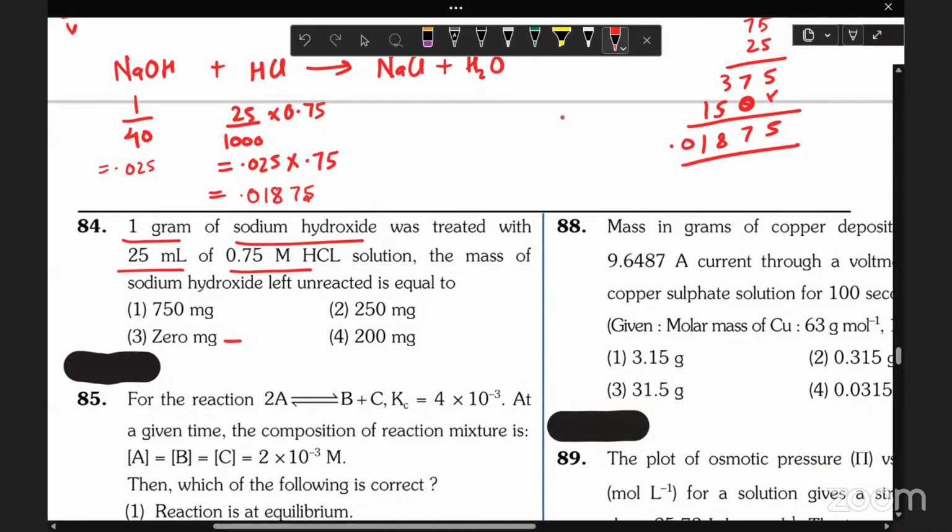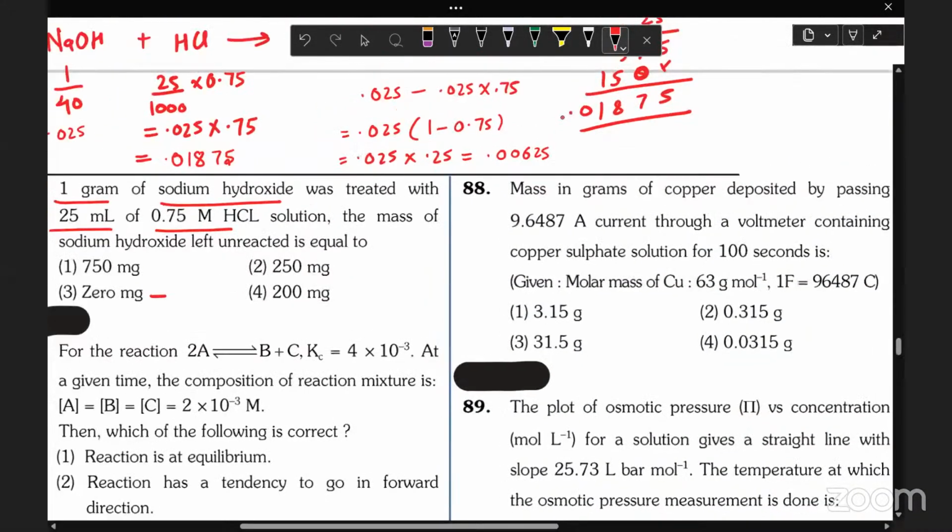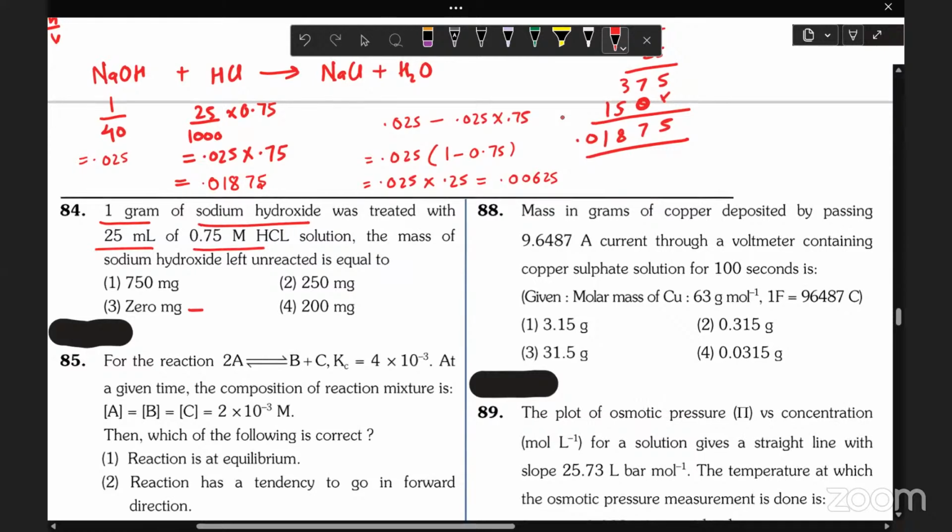All right, I need to subtract this. Yes, I could have avoided the calculation part. I can take 0.025 moles of NaOH minus 0.025 into 0.75. So this will be 0.025 into (1 minus 0.75), which is 0.025 into 0.25. The square of 25 is 625, so it'll be 0.00625. This is the moles of NaOH.